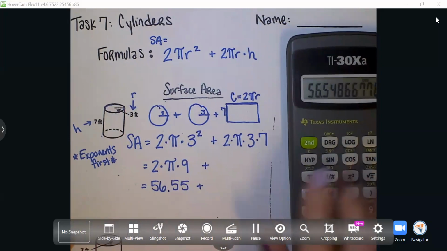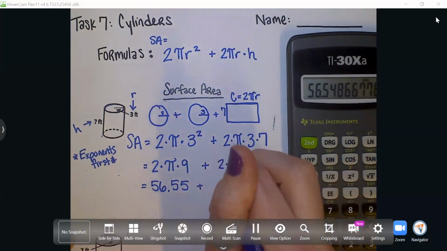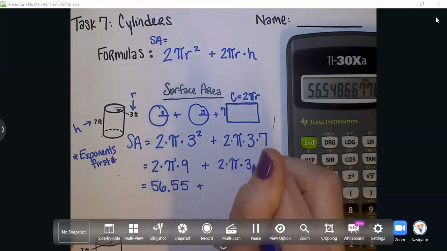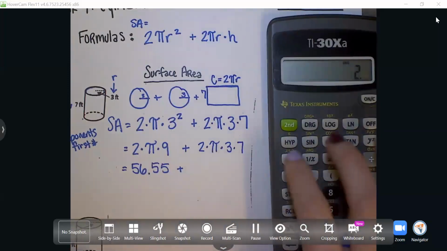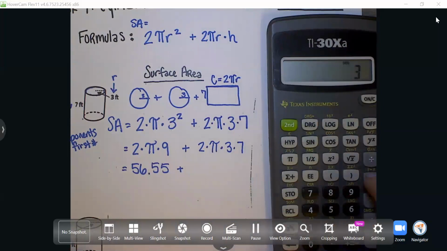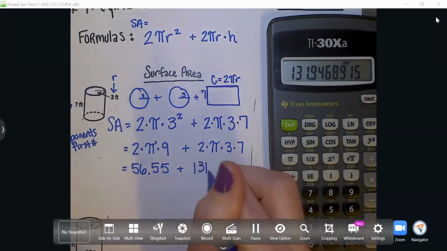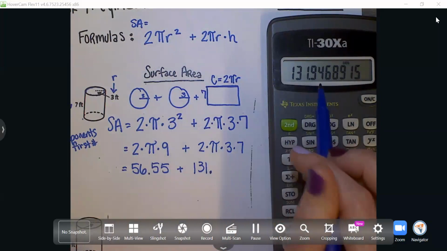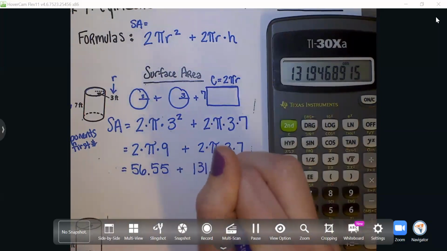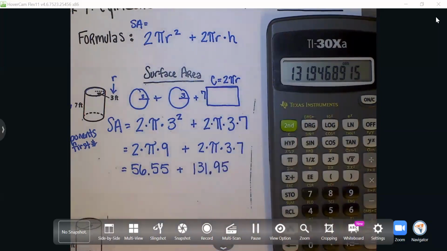I'm going to add that to that 2 times pi times 3 times 7. I'm going to type that all in my calculator. 2 times pi times 3 times 7. And I get 131.946. That 6 makes my 4 round up, so 131.95. 2 decimal places for everything.